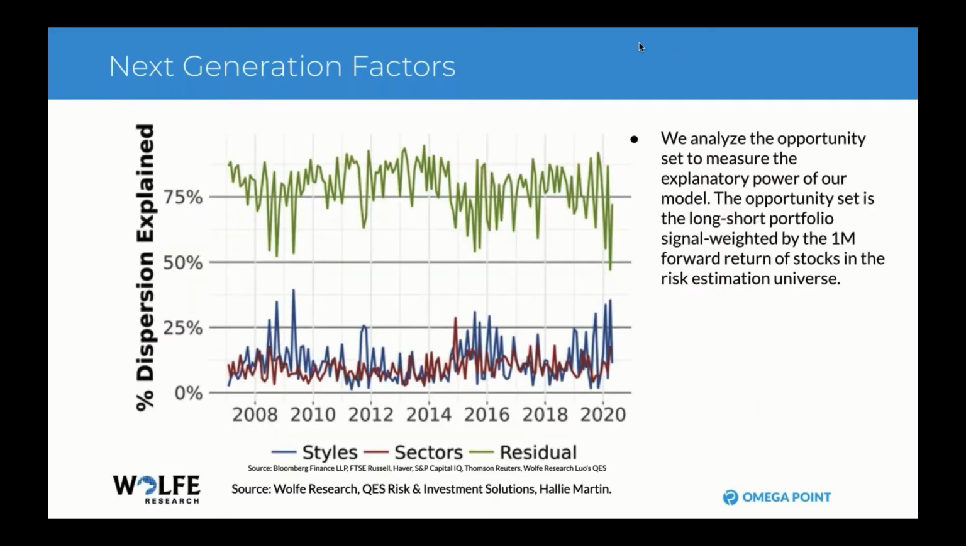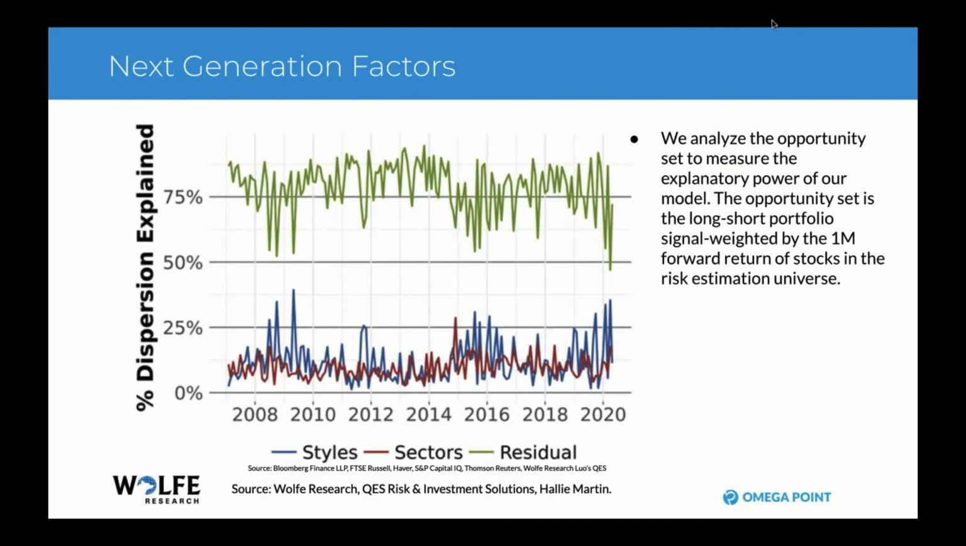Wolfe QES's U.S. broad equity model has significant explanatory power across portfolios. To analyze the explanatory power of this model, we look at the opportunity set. The opportunity set is the long-short portfolio that's signal-weighted by the 1-month forward return of stocks in the risk estimation universe. So basically, this is the portfolio you would own if you had perfect foresight about the month ahead.